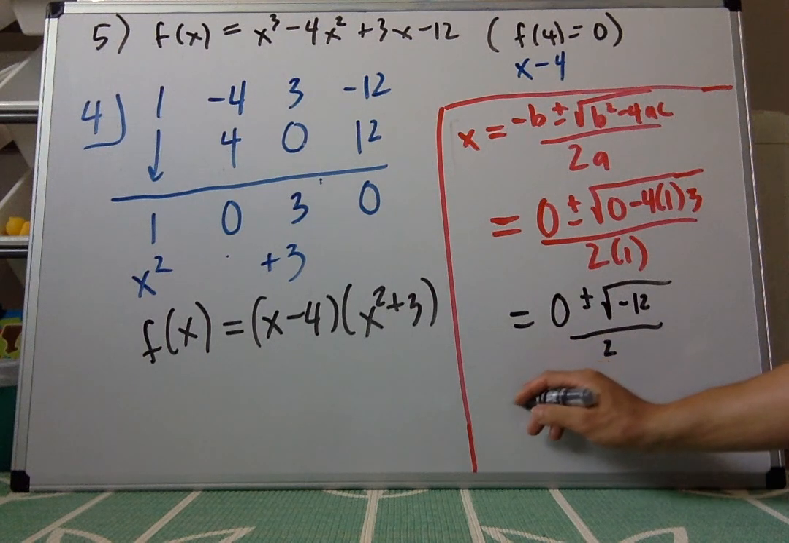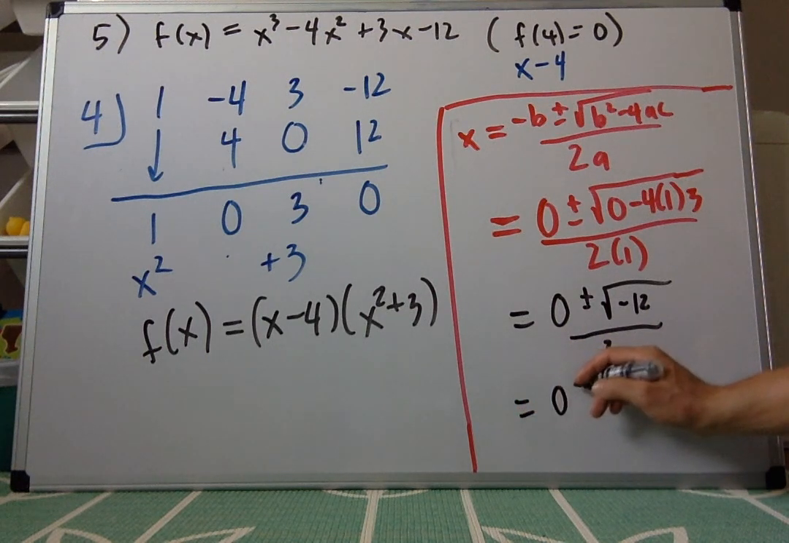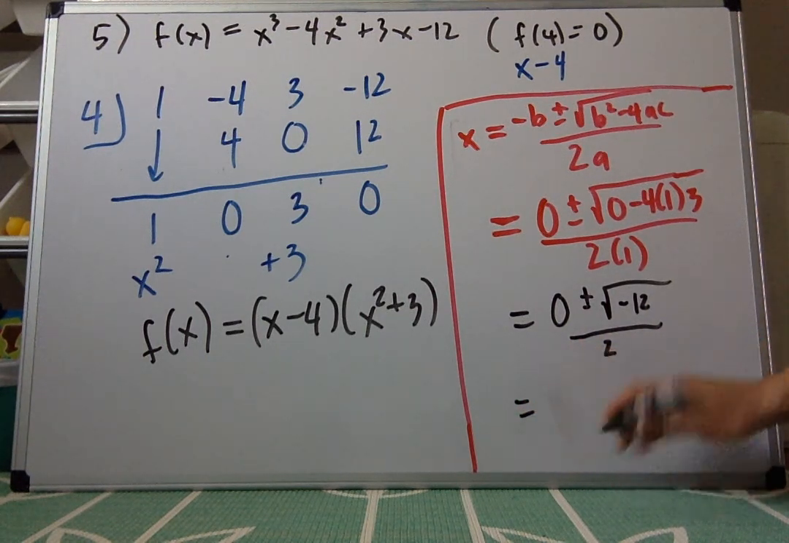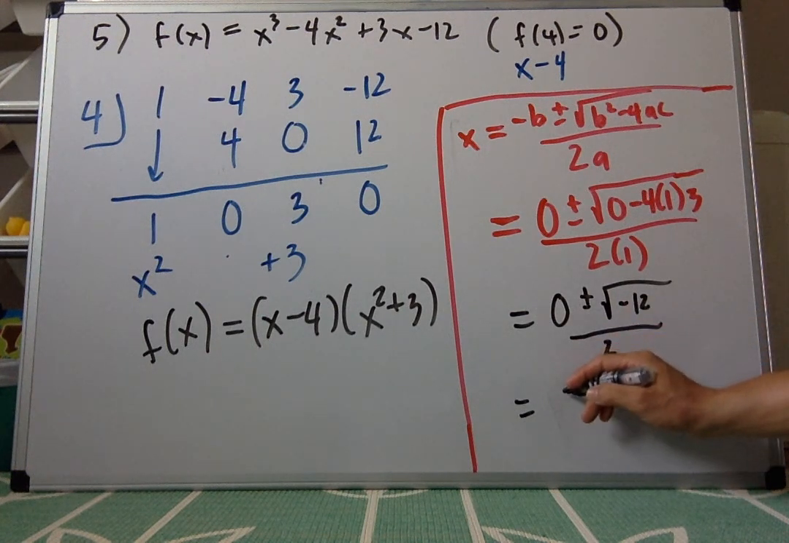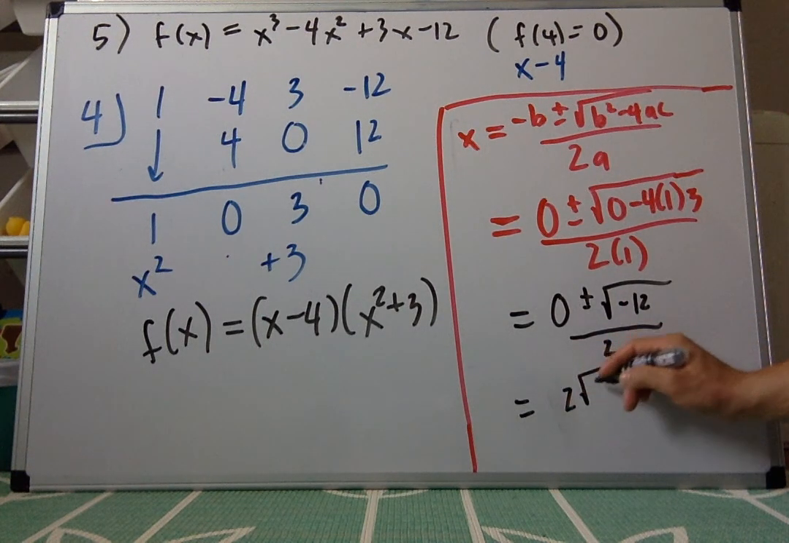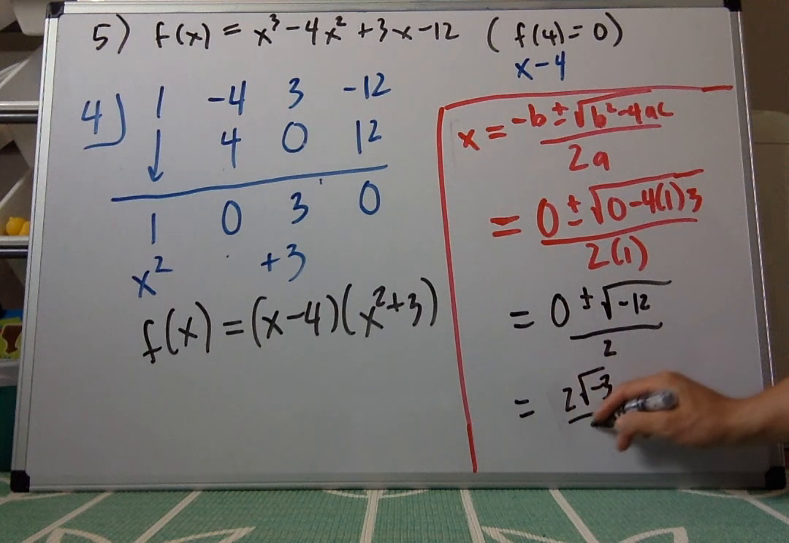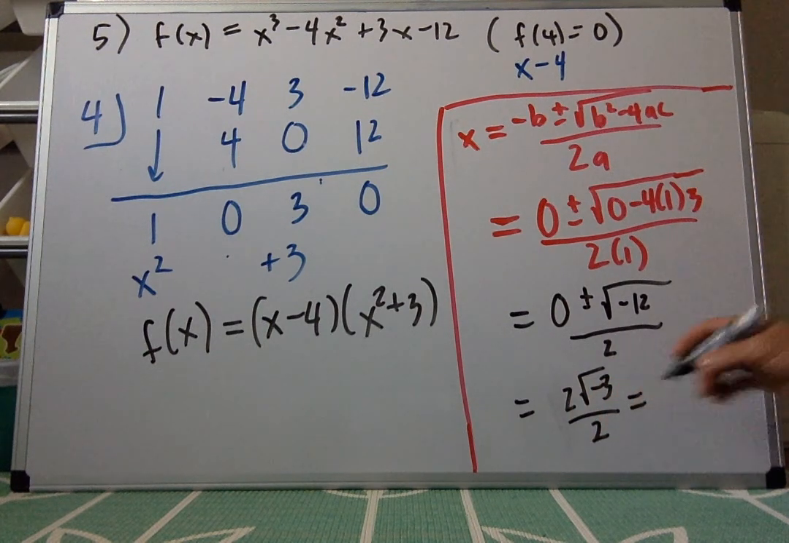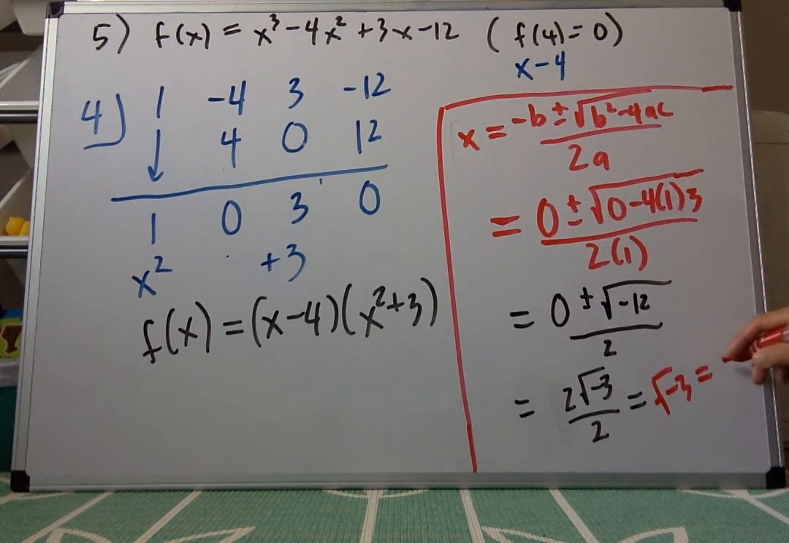Well, actually, I don't need the 0 anymore. I'm just going to ignore that. The square root of negative 12 is equal to 2 square root of negative 3 over 2. It's going to give me square root of negative 3, which is just square root of 3i. Yeah, you can see that? Square root of 3i. So that's the solution.